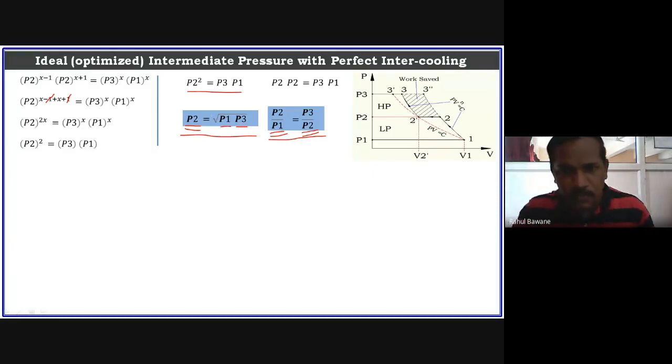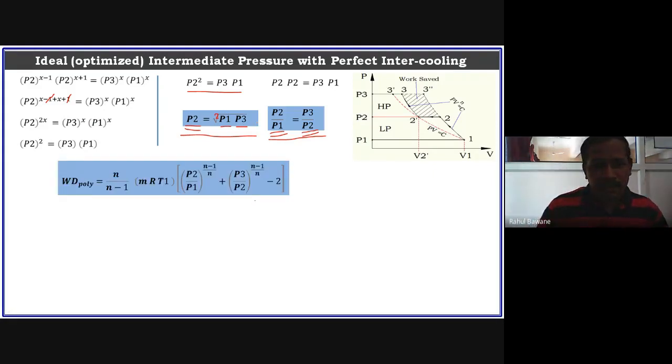Okay, another question: what does it mean? It is a square root. How many stages? 2 stages. So here actually it is 2, so square root. If there are 3 stages, we can say this is 3, the third root of P1 and P3. If it is 5 stages, we can put the 5th root of P1 and P3, like that.